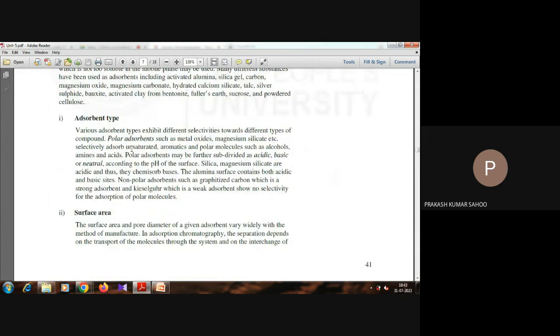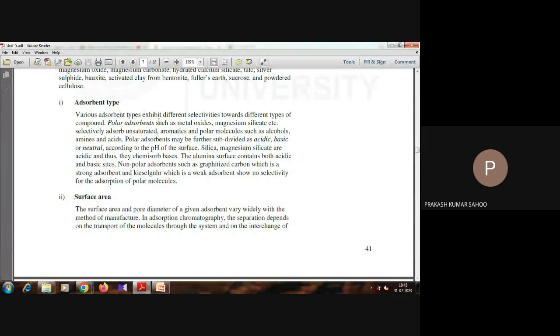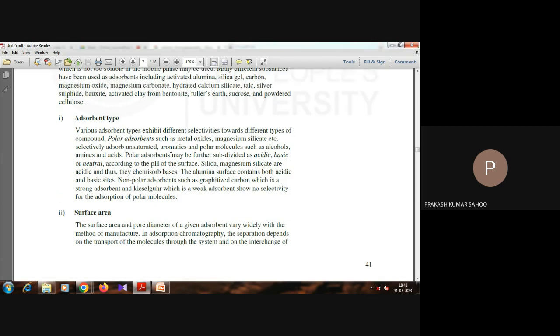Then again, the type of adsorbent. Various adsorbent types exist, like polar adsorbents such as metal oxide, magnesium silicate, etc., which selectively adsorb unsaturated compounds. Just remember this, because this will come in your examination. Now, what type of stationary phase will be selected in liquid chromatography? You have to write these properties of the adsorbent. This polar adsorbent will adsorb unsaturated, aromatic and polar molecules like alcohol, amine, acid, etc.